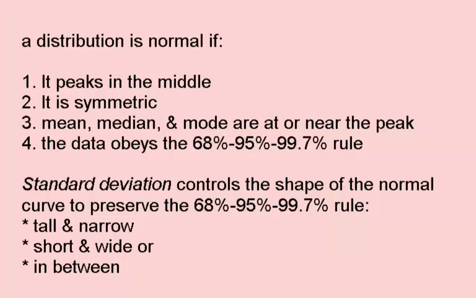In summary then, a distribution is normal if it peaks in the middle, it is symmetric or balanced around the peak, the mean, median, and mode are at or near the peak, and the data obeys the 68, 95, and 99.7% rule. The standard deviation controls the shape of the normal curve to preserve the 68%, 95%, 99.7% rule. The curve will become tall and narrow, or short and wide, or somewhere in between, as long as the rule is obeyed.